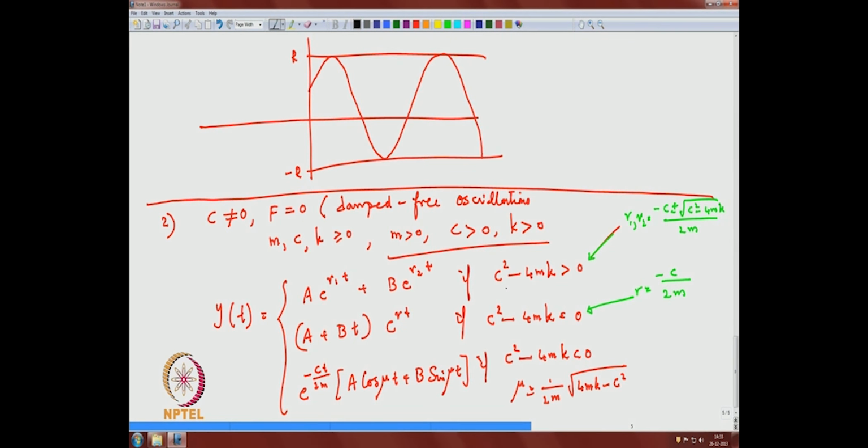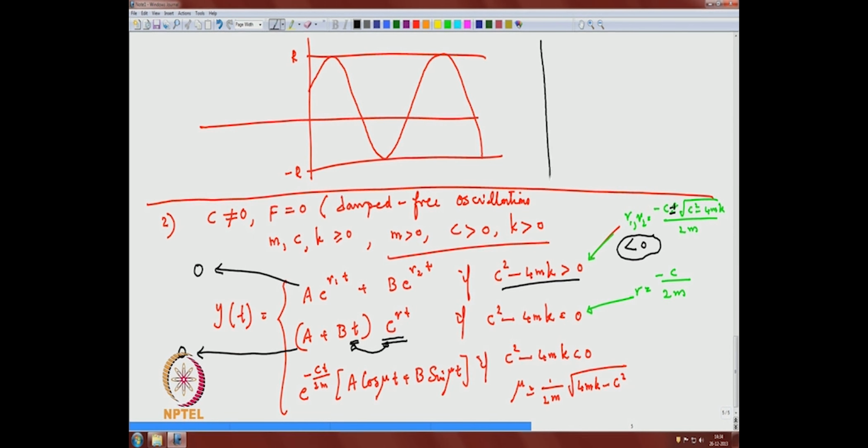C square minus 4 m k is the positive case. In that case it is a positive quantity, whether you put a minus sign or plus sign, in absolute value it will be smaller. So, in this case both r1 and r2 are negative. This we explained, but let me repeat it because now it will be clear. Since r1 and r2 are negative, this will go to 0 exponentially. The second case, this term will go to 0, but then there is a t term, t into e power r t, where does it go? The exercise is that this will also go to 0.